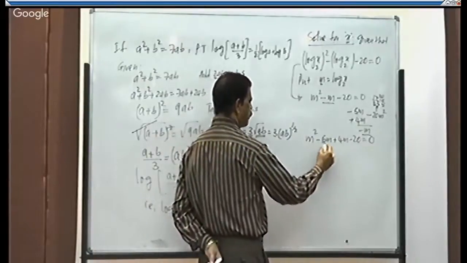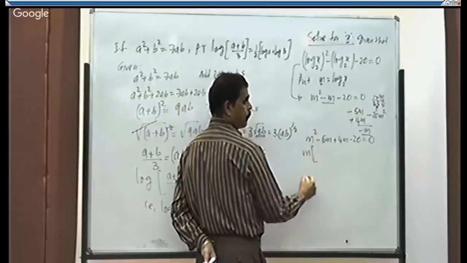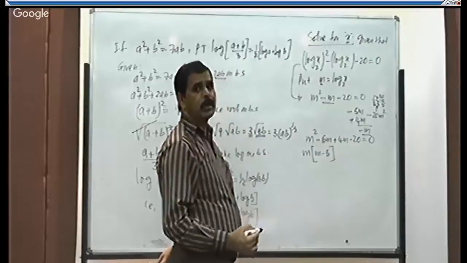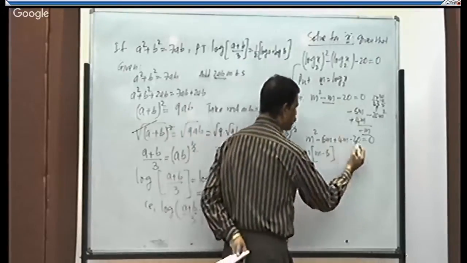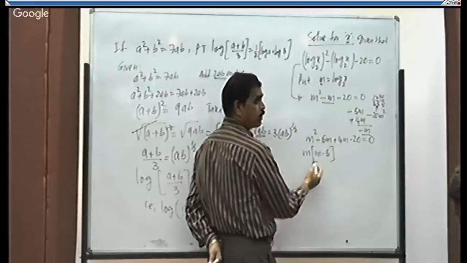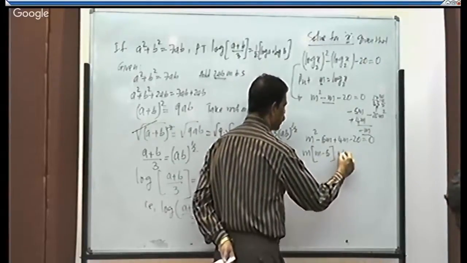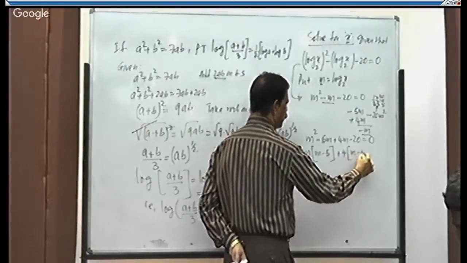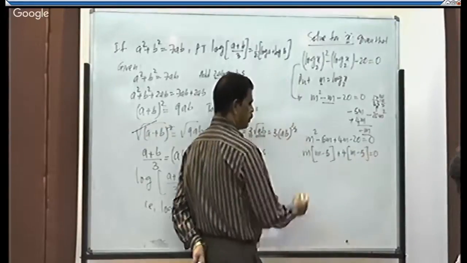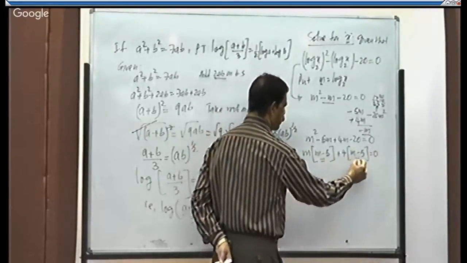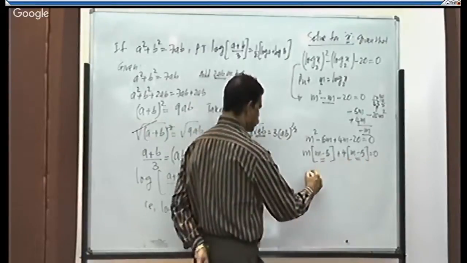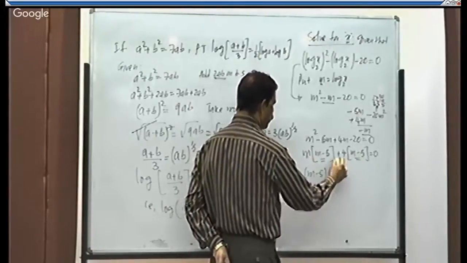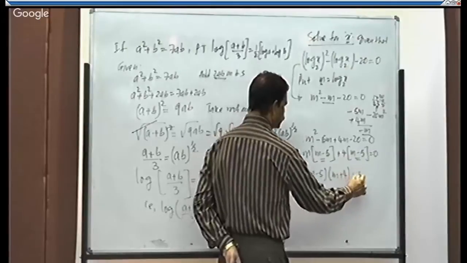m square minus 5m. What is common here? m is common. So it becomes m minus 5. Among the other two terms, if I take something, we should get again m minus 5. Then what should I take? I should take 4, plus 4. Then it becomes m minus 5. So m minus 5 is again common, right? So m minus 5 into what is remaining here? m plus 4 is equal to 0.